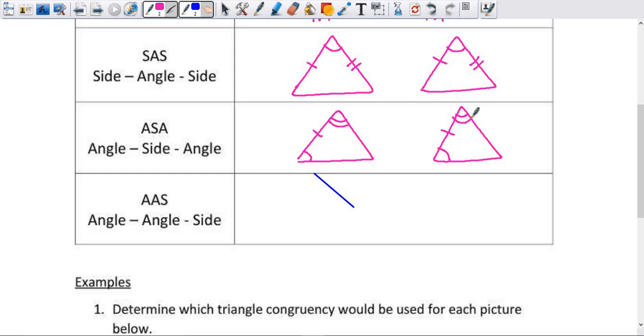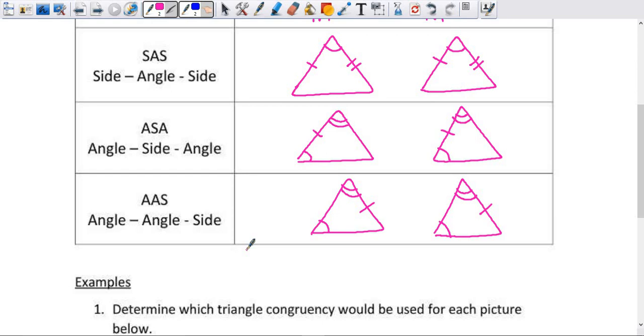Because then the last one you have is AAS, where we would have, let's draw these triangles. We would have an angle on both, the second angle, and then a side matched up in that order. So ASA and AAS get mixed up a lot. The trick is with ASA, make sure that side is in between the angles.